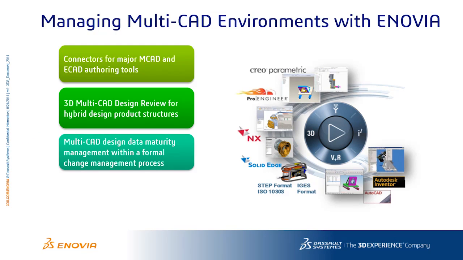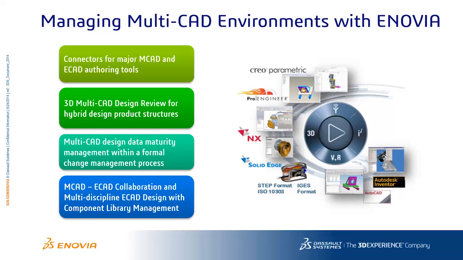Other higher-end product lifecycle management capabilities, such as data maturity management and formal change management processes, which map to your individual processes, are enabled. In fact, there's a very high level of granularity with eCAD design management going down to component library management. These robust sets of capabilities allow our customers to have fully functional project data management solutions so that they can take advantage of the broader Enovia product lifecycle management capabilities.